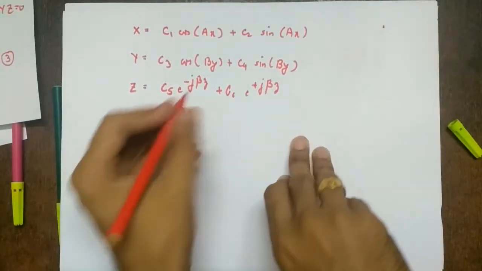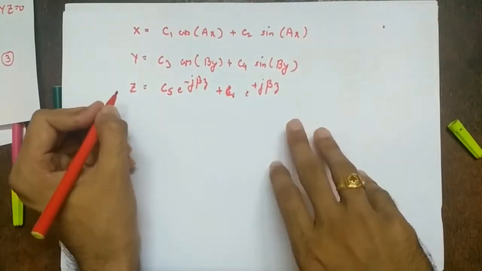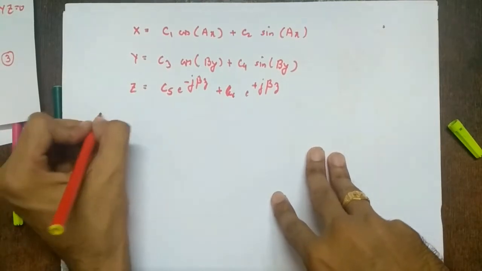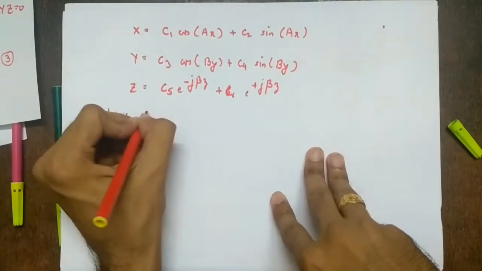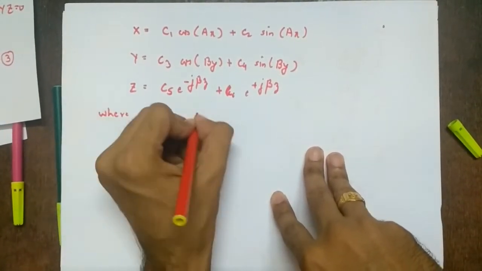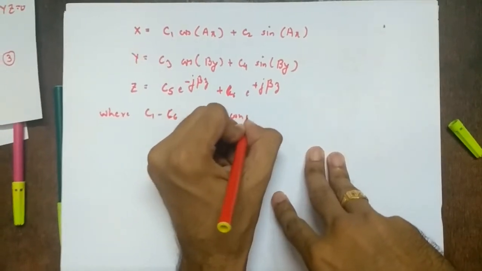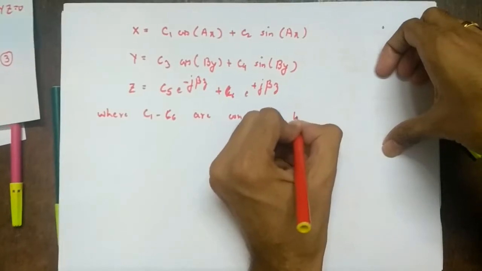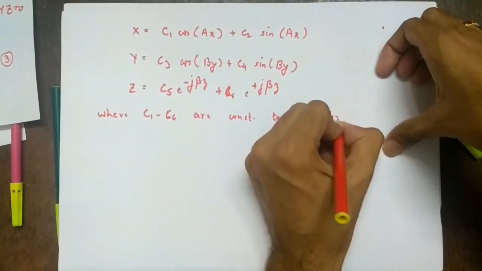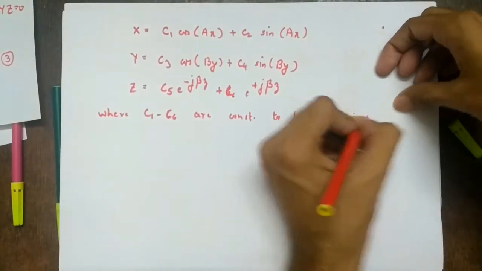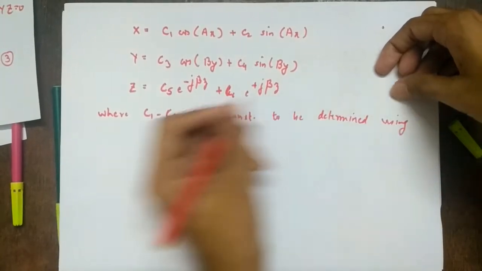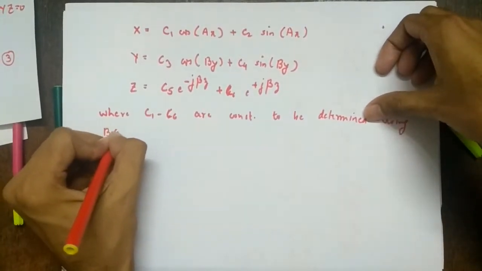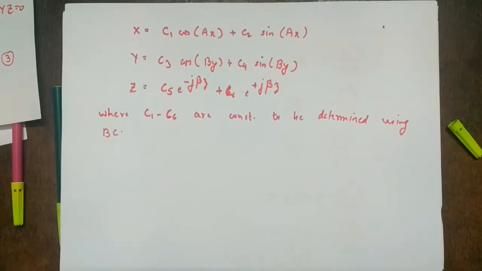A traveling wave. Where C1 to C6 are constants to be determined. And how will we determine them? We have seen in electromagnetics, we always use boundary conditions. So the constants are to be determined using boundary conditions.